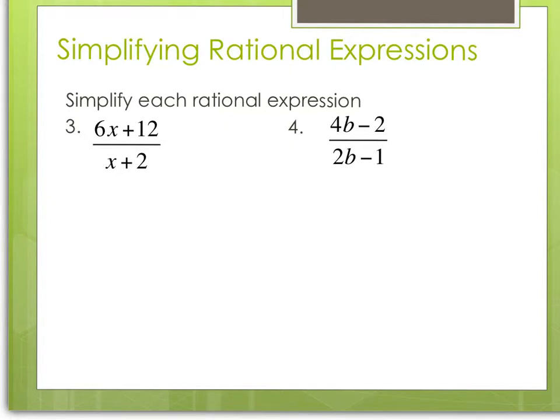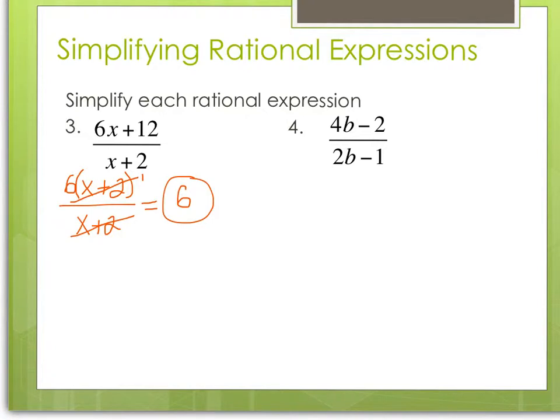So looking at the numerator, 6x plus 12, remember the first thing we always look for is a GCF. Well, I can factor a 6 out. If I divide both of them by 6, I'm left with x plus 2 divided by x plus 2. And we notice we have 2 of the same factors. So I can cancel x plus 2 and x plus 2. They divide to 1. And 6 times 1 is 6. So there's my answer.